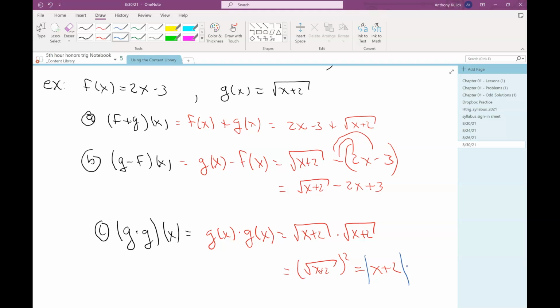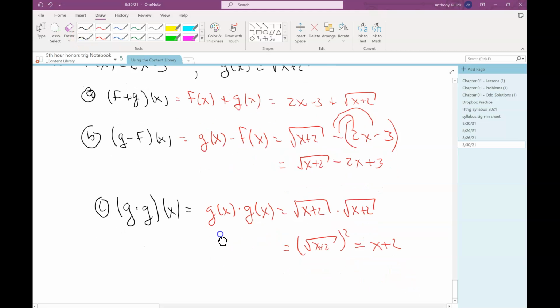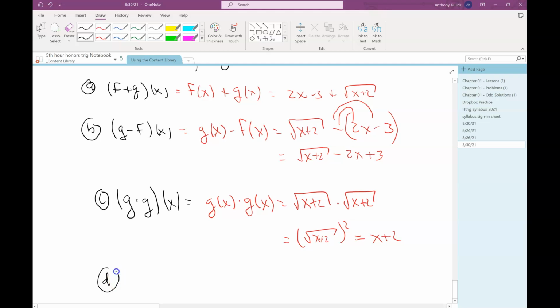Now, it's not really necessary to do that because if x plus 2 gave me something negative, we couldn't have taken the square root of it anyways. So in this case, it's not really necessary that those absolute values are in there, but it wouldn't be wrong to include them either.